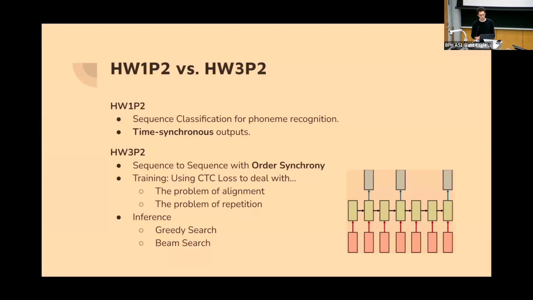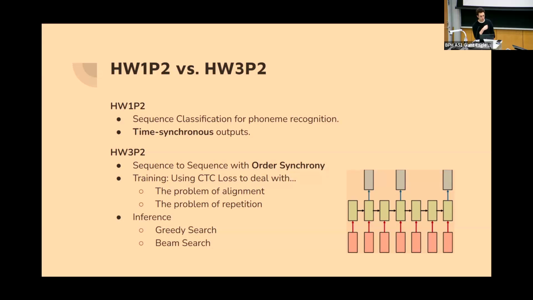To start to get into this problem, it's helpful to think about the differences between homework 1 part 2 and homework 3 part 2. You might have noticed that both of them are kind of phoneme recognition, but there are some meaningful distinctions. Homework 1 part 2 was a sequence classification problem, and we were basically recognizing phonemes. Importantly, those were time synchronous outputs. So for every input we had, there was an output for the same time step.